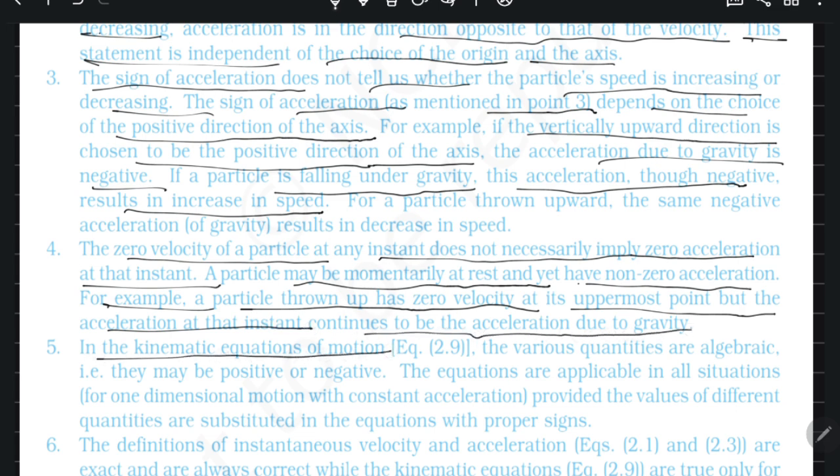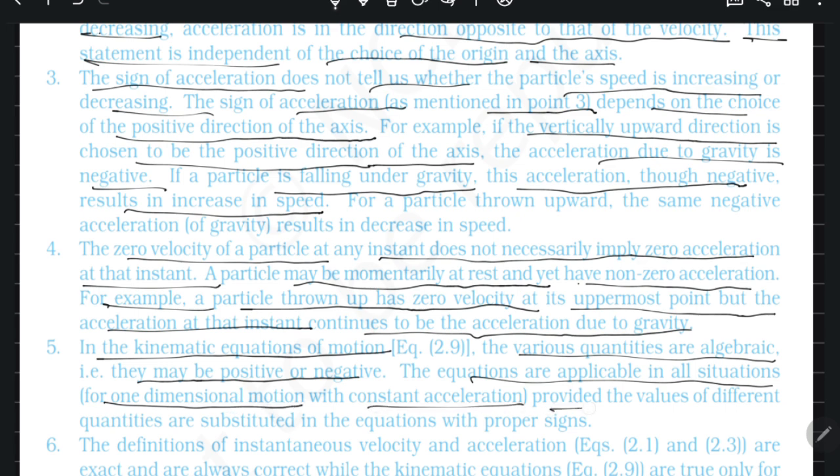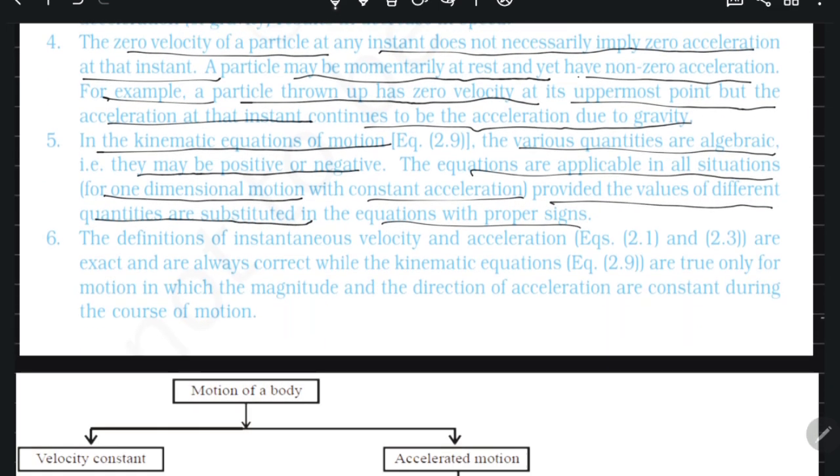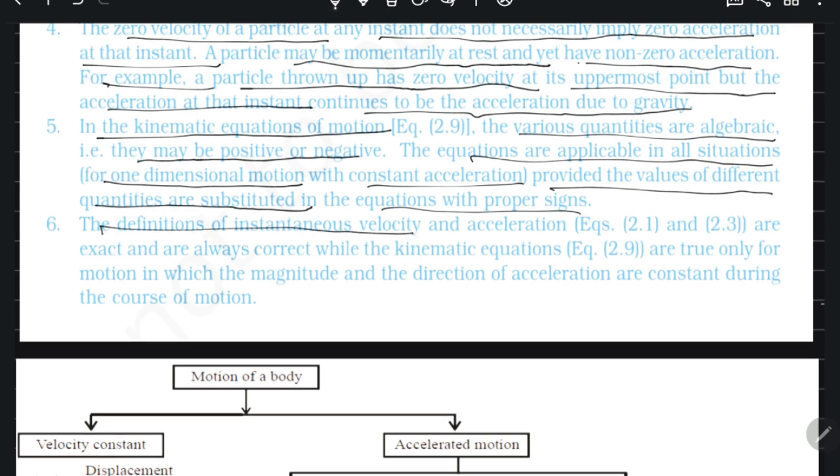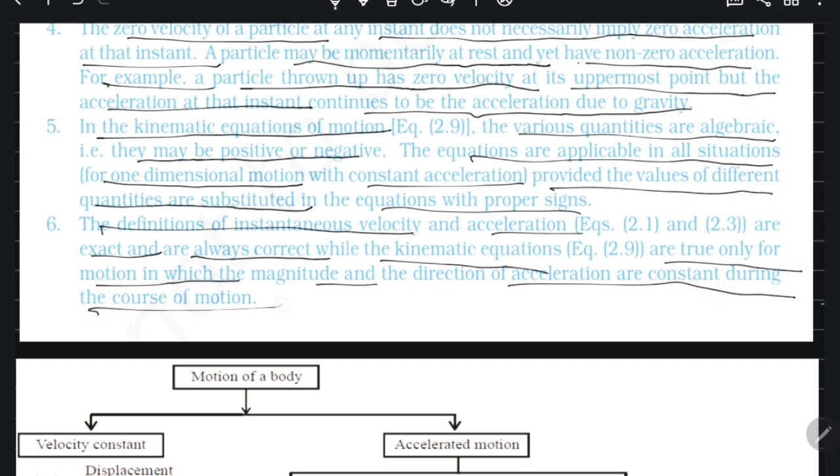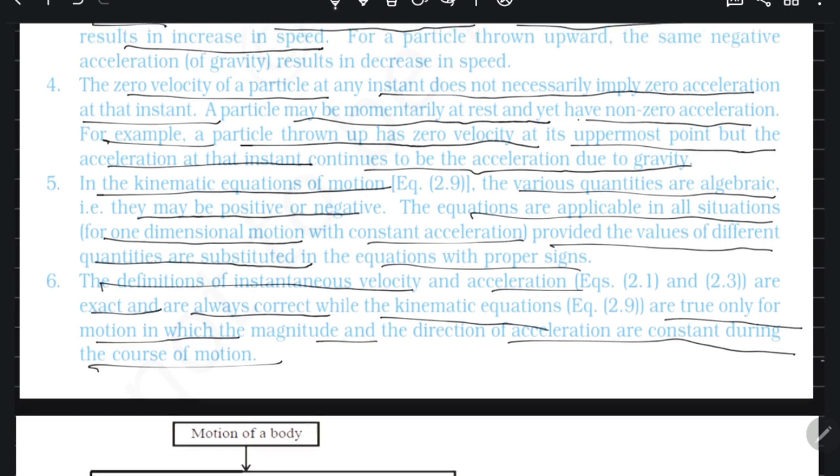In the kinematic equations of motion, the various quantities are algebraic. That is, they may be positive or negative. The equations are applicable in all situations for one-dimensional motion with constant acceleration, provided the values of different quantities are substituted in the equations with proper signs, right? The definitions of instantaneous velocity and acceleration are exact and always correct, while the kinematic equations are true only for motion in which the magnitude and direction of acceleration are constant during the course of motion.